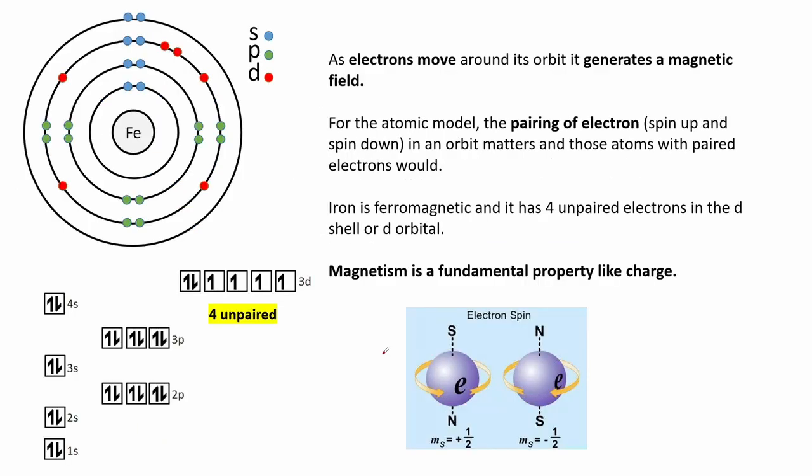As the electrons move around their orbit, they generate a magnetic field. So we expect all matter to be magnetic, but this is not what we observe in reality. The reason for this is that there is cancellation of magnetic field effects due to different orientations, such as in the domains where tiny magnets inside an object have different orientations, and the net magnetic field would result in zero. For the atomic model, the pairing of electrons, spin up and spin down, in an orbit matters, and those atoms with unpaired electrons would be magnetic. Iron is ferromagnetic and it has 4 unpaired electrons in the d shell or d orbital. Magnetism is a fundamental property like charge.